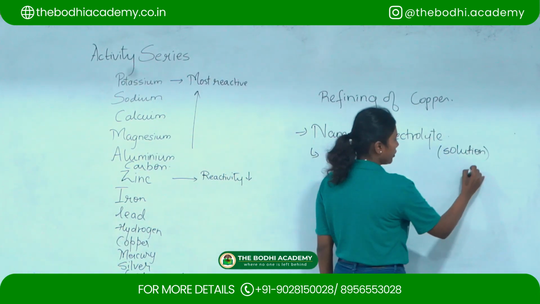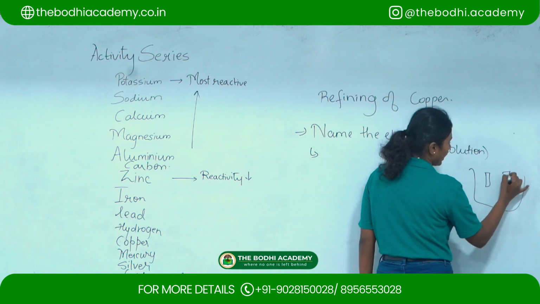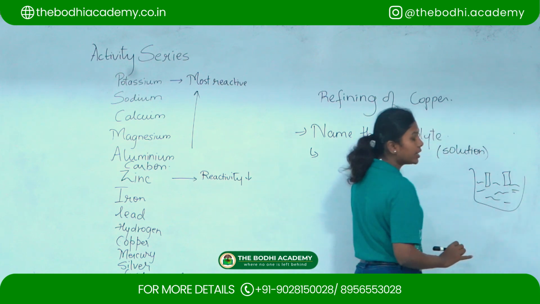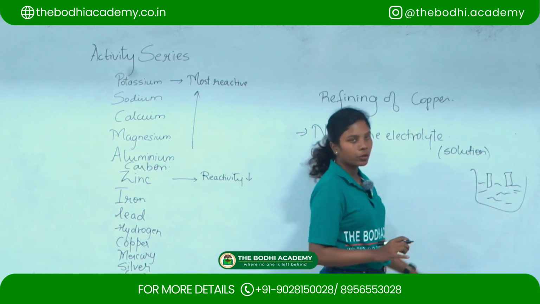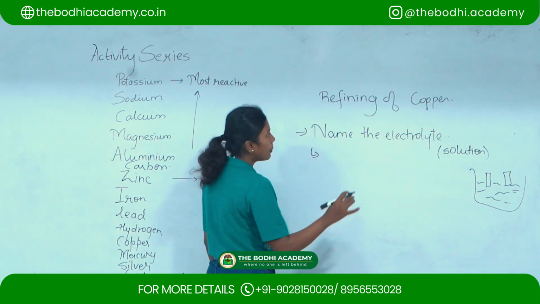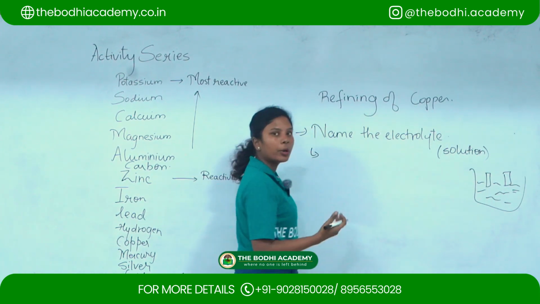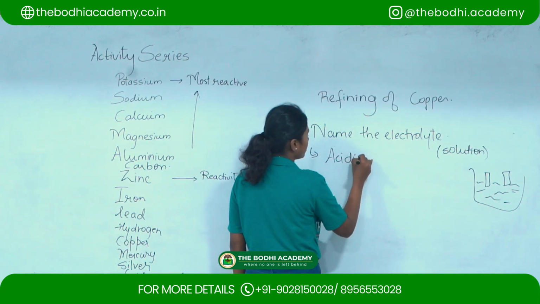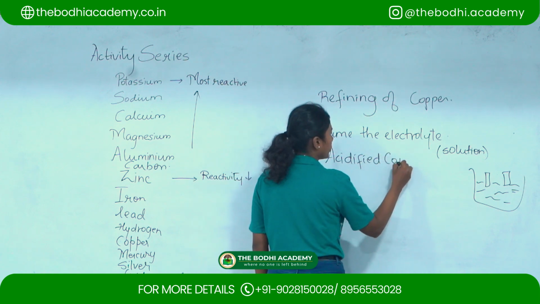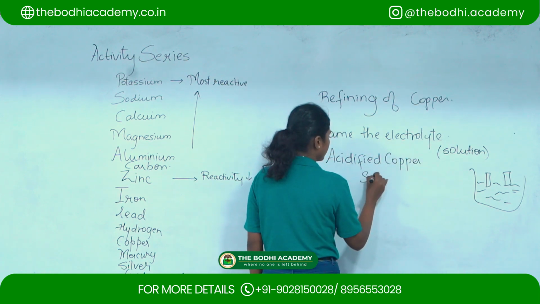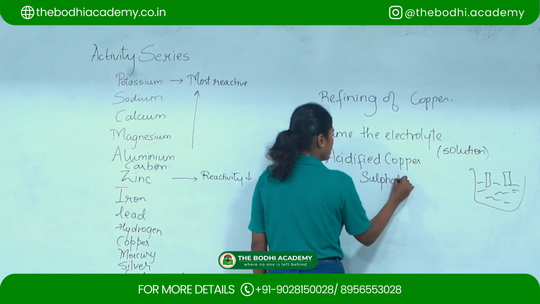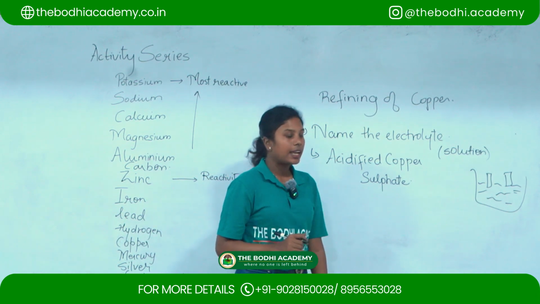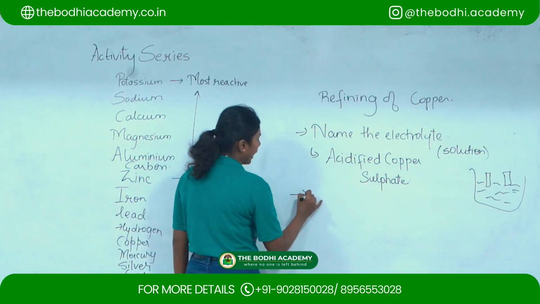In that we have anodes and the electrolyte, the solution in which the electrodes are dipped, that is the electrolytic solution. In this case, if our metal is copper, we are going to have a copper based electrolyte itself, and that is going to be acidified copper sulfate. So our electrolyte over here is acidified copper sulfate. Next is, what is anode mud.